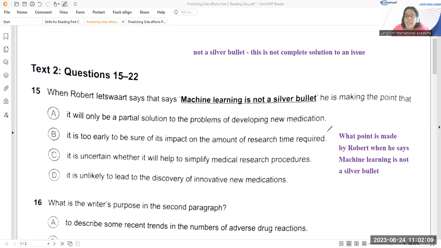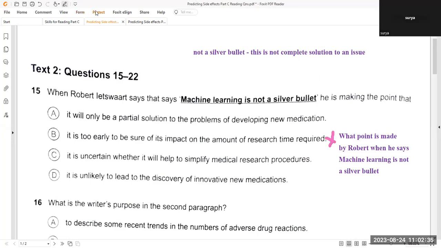It's too early to say how much time we need when it comes to the research, to be sure of how effective this thing will be. He never said that right now. It's too early to be sure of how effective machine learning is and on the amount of research time required. No, he never said that. So that's not it. Yes, next one.